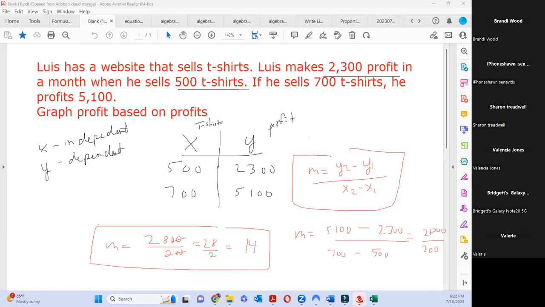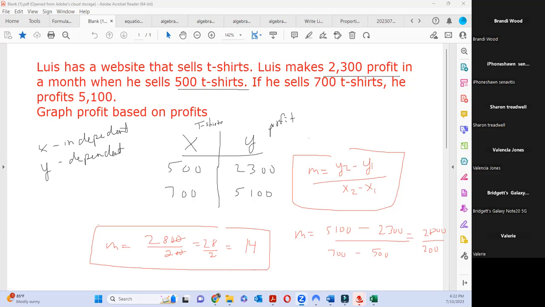But again, you cannot rush into this. You've got to hear me in your head. When you read a question, you've got to identify the givens. What are they giving you? Most people are like, oh, is the slope 500? Is the slope 700? No. You've got to identify what they're giving you. I've got to sell 500 t-shirts in order to make 2,300. I've got to sell 700 t-shirts to make 5,100. Those are 2 points. Everybody understand that? Yeah. Learn something new every day.